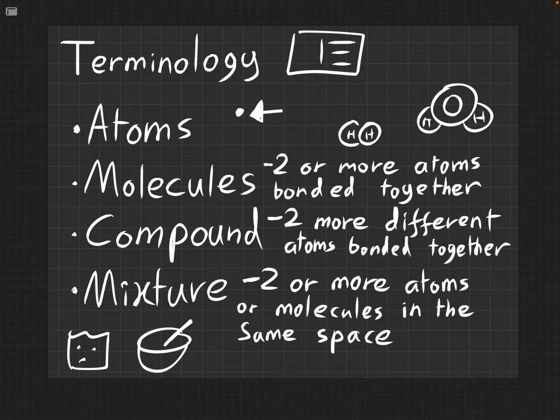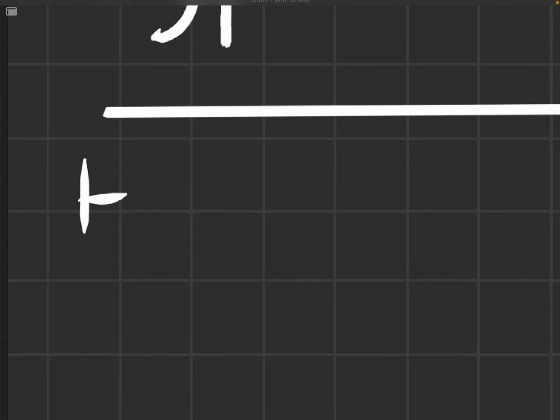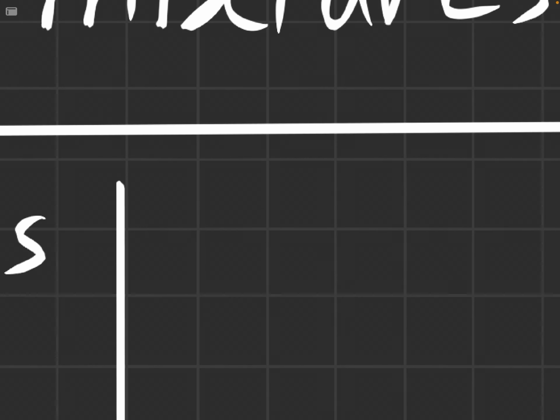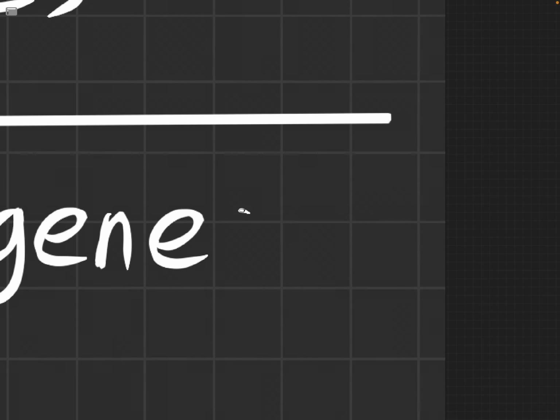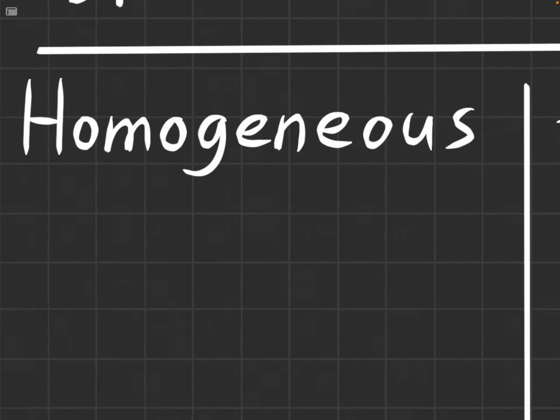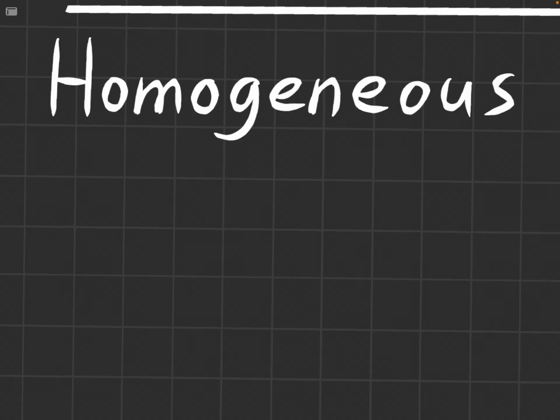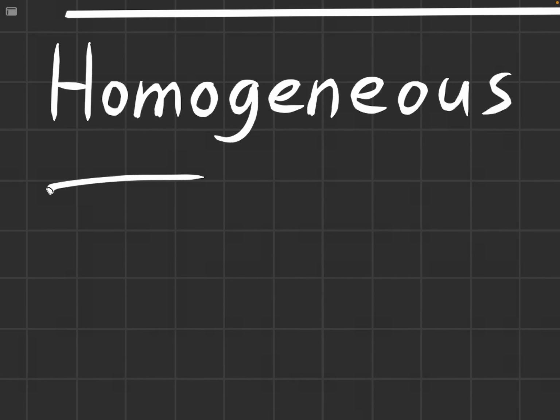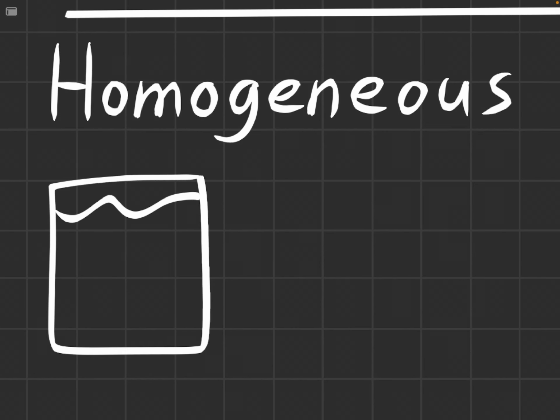Now, there's two different types of mixtures that you need to know about. They are homogeneous and heterogeneous. So what do these two mean? So a homogeneous mixture has a uniform spread of atoms and molecules. An example of a homogeneous mixture might be a tub of water with salt diluted all throughout the water.